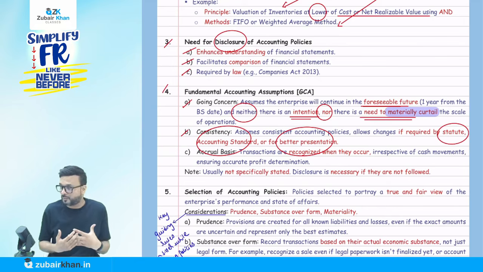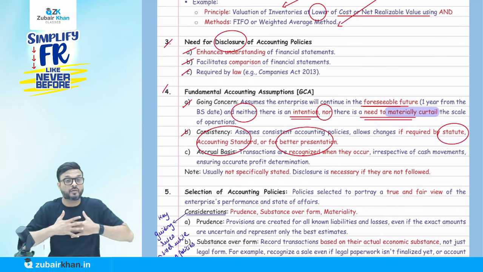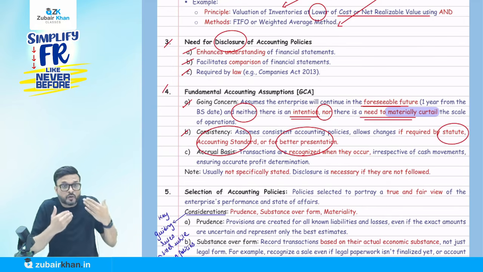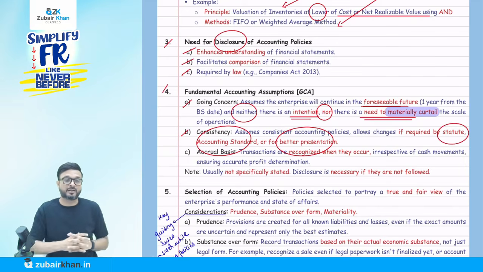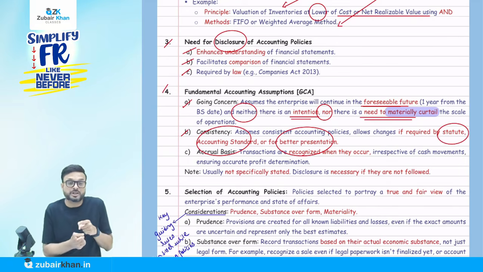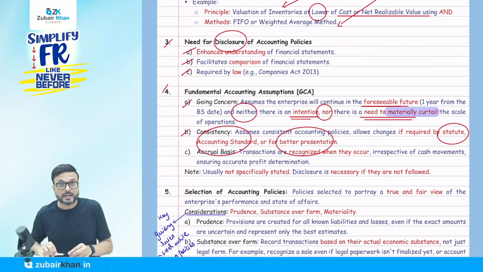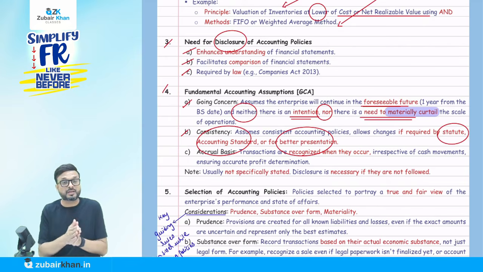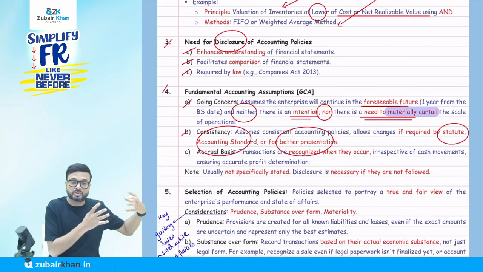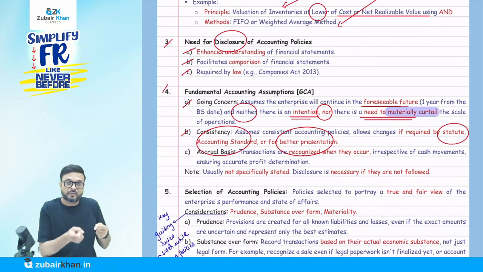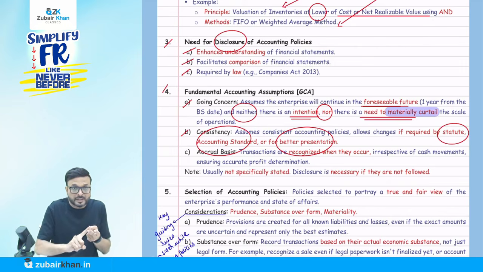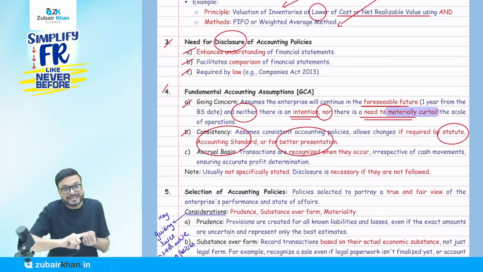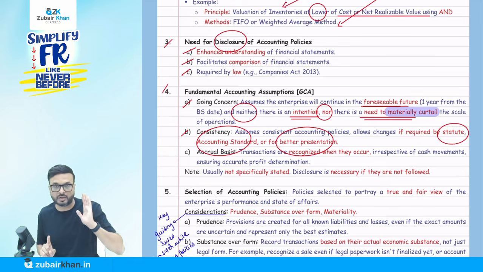I am following FIFO for the last 10 years, but I realize that for better presentation it is better to follow the weighted average method. So for better presentation, we can change the method. So accounting policy should be consistent unless it is required by law or accounting standard, or for better presentation. Under these three circumstances, we can change accounting policy.